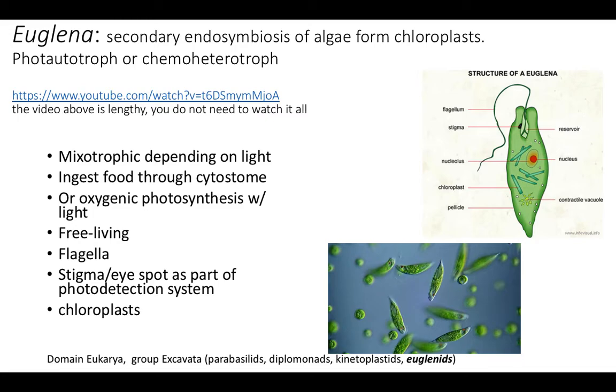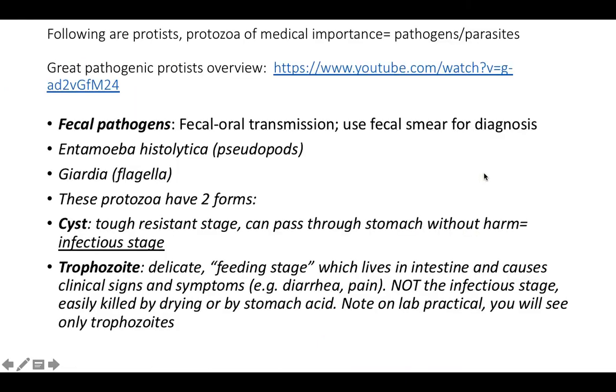Let's see here. We want to recognize that in the dark, euglena becomes a predator, a hunter, and is a chemoheterotroph. So we call that combination of photoautotroph, chemoheterotroph, a mixotroph. And you would, on a model or a diagram, be able to identify the flagellum.